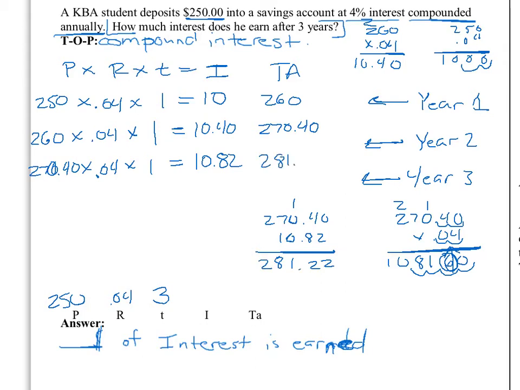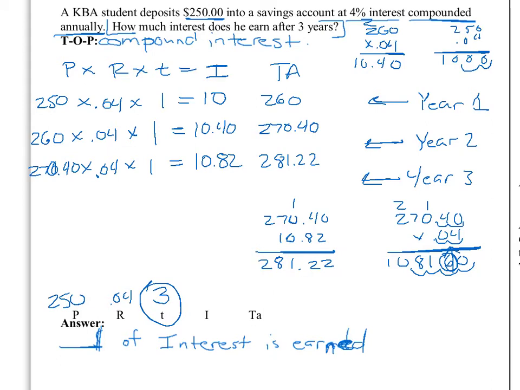And so I go back to the bank at the end of year 3, and now I have $281.22. If we look at our time, we were only talking about 3 years here. So at the end of year 3, I'm going to walk away with my money. I walk away with $281.22.